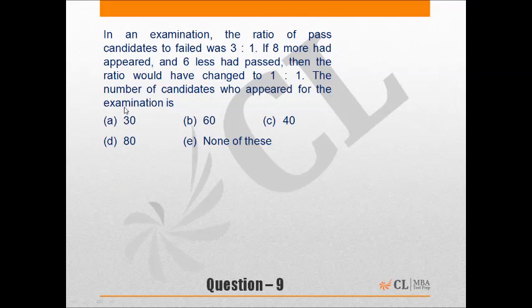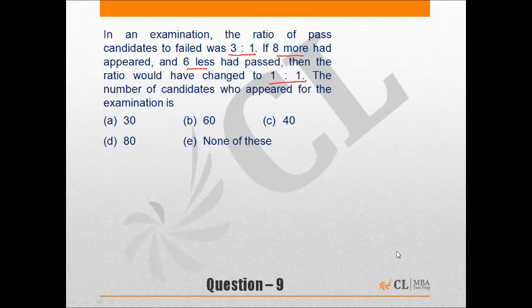Question 9. In an examination, the ratio of passed candidates to failed candidates was 3:1. That means 75% passed, 25% failed. If 8 more had appeared and 6 less had passed, then the ratio would have changed to 1:1. The number of candidates who appeared in the examination is.